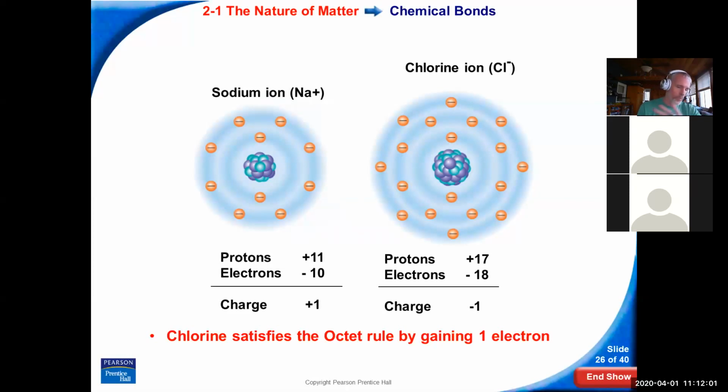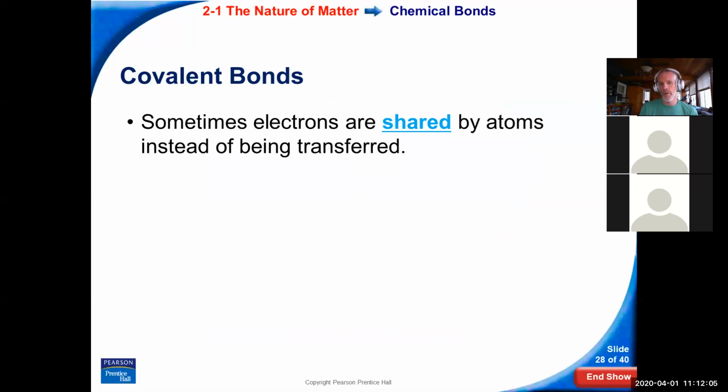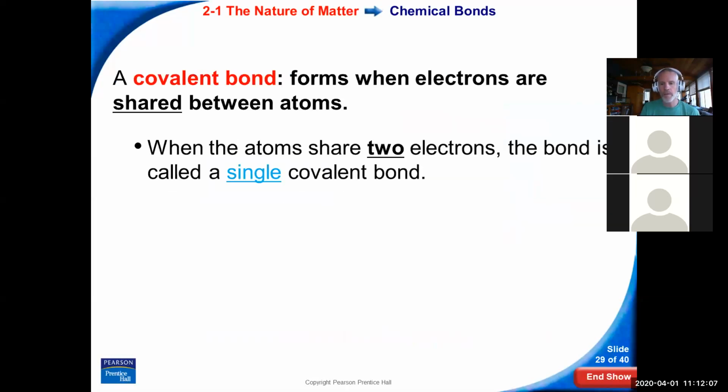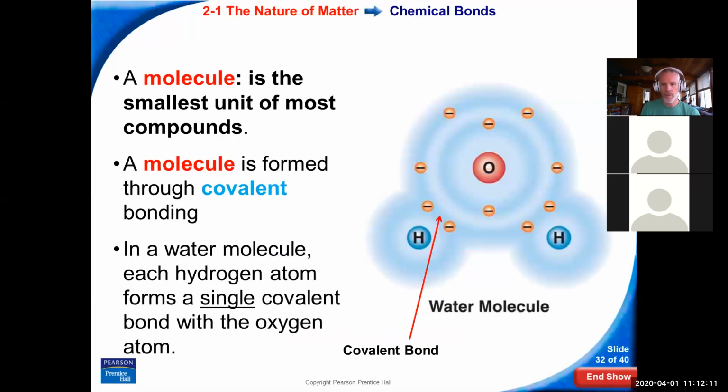So enough of ionic bonds. Then you get to covalent bonds. A covalent bond is when atoms are sharing electrons. And water is a perfect example. That's the one we're going to go with because that's what the rest of the unit is based on.